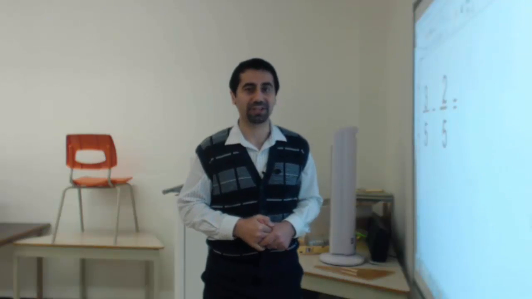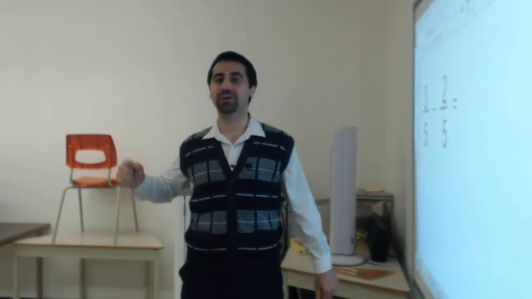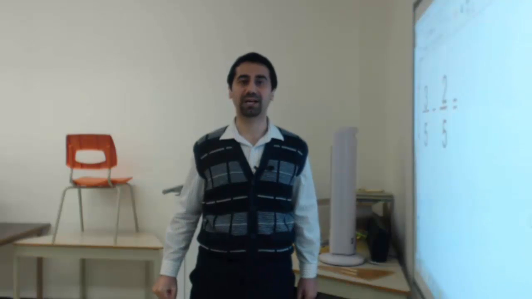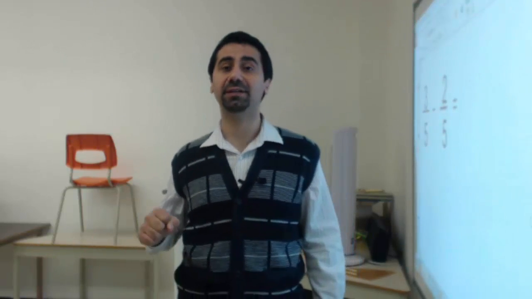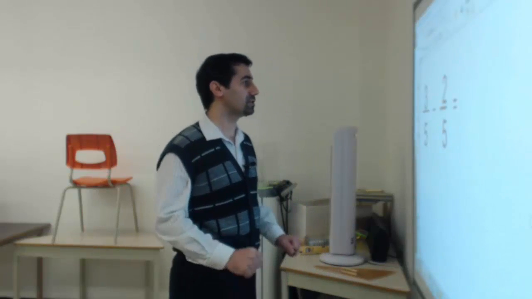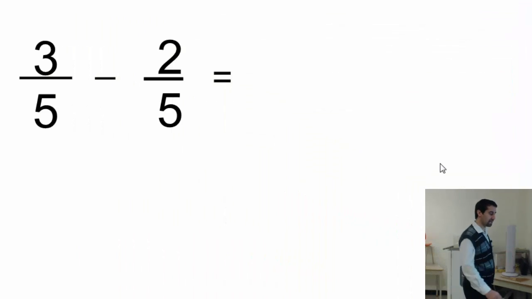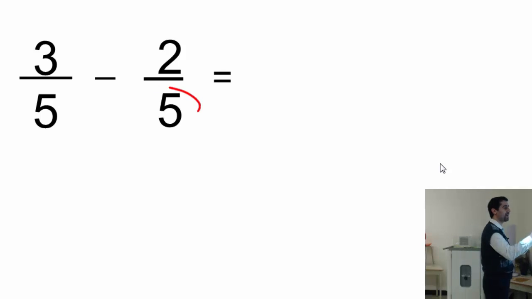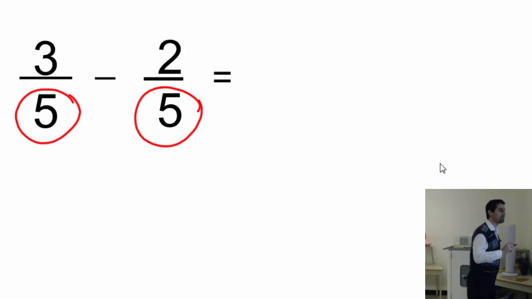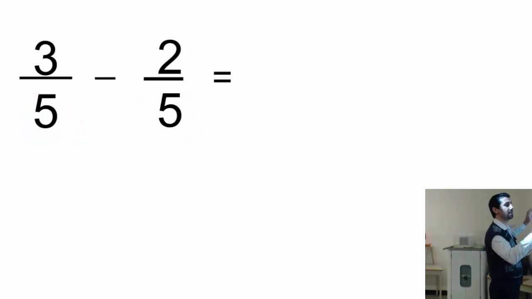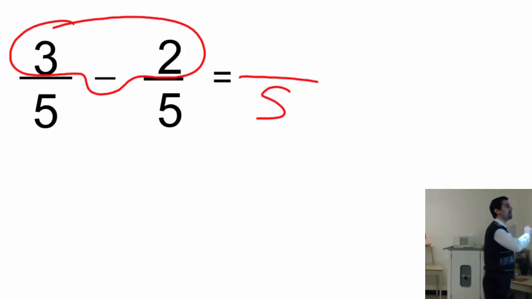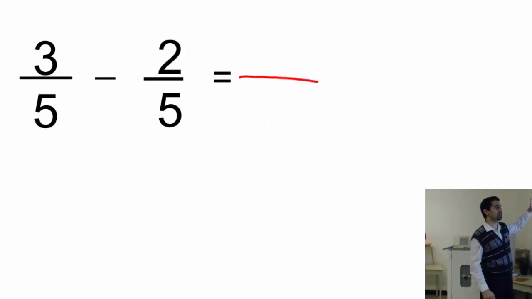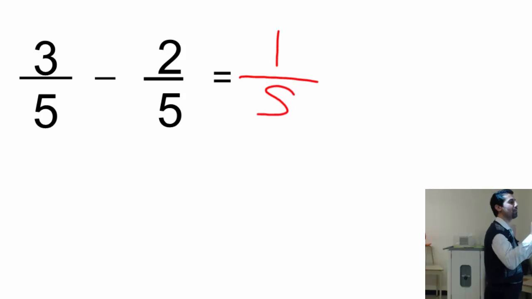Let's continue with the fractions and let me quickly demonstrate how to subtract fractions which have different denominators. Let's look at this question. You know how to handle this one. They both have the same denominator, so it's just a matter of writing down what is 3 minus 2, which is 1.